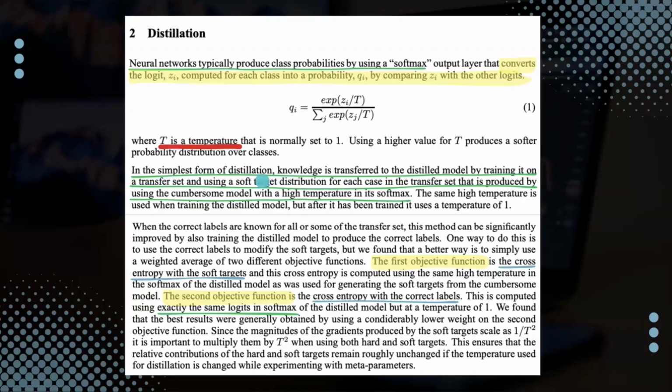In the simplest form of distillation, knowledge is transferred to the distilled model by training it on a transfer set and using a soft target distribution for each case in the transfer set that is produced by using the cumbersome model with a high temperature in its softmax. Immediately, I'm way off in left field. Was that sentence really necessary, Jeff? Hey, you know what? That's academic papers for you.